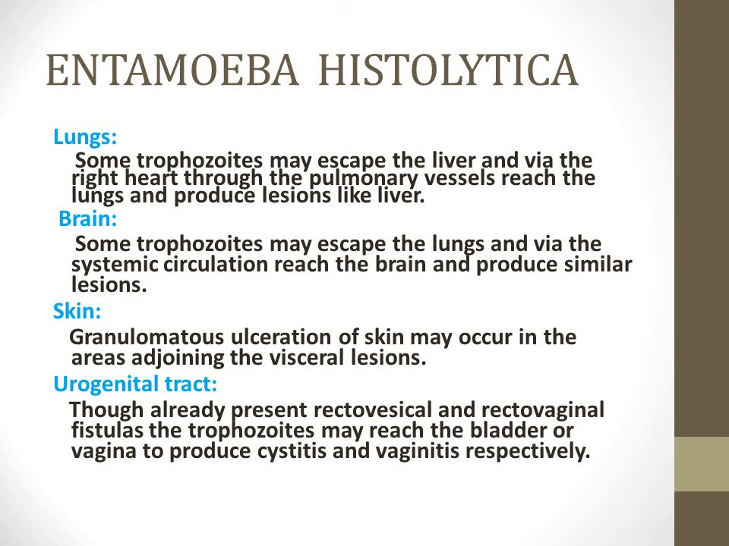Then in the lungs, some trophozoites that escape the liver through the right side of the heart ultimately reach the pulmonary circulation, and through it they reach the lungs, leading to the characteristic lesions. And some of the amoebic trophozoites escape through the systemic circulation into the brain, leading to brain abscesses and ultimately inflammation of the meninges, leading to encephalitis and meningitis. Then in the skin, the characteristic granulomatous amoebomas or ulceration of the skin occurs. And in the urogenital tract, they lead to cystitis and urethritis through rectovesical and rectovaginal fistulas.